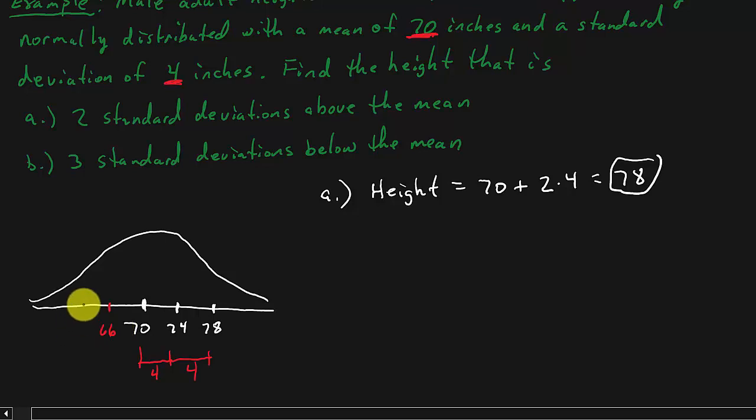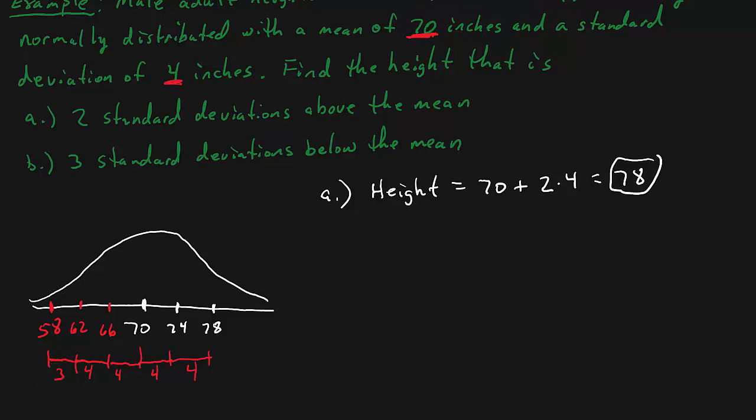66. And then if I go another 4, that would be what? 62. And then if I go another 4, that would be what? 58. See, this right here is 1 standard deviation, 2 standard deviations, 3 standard deviations.